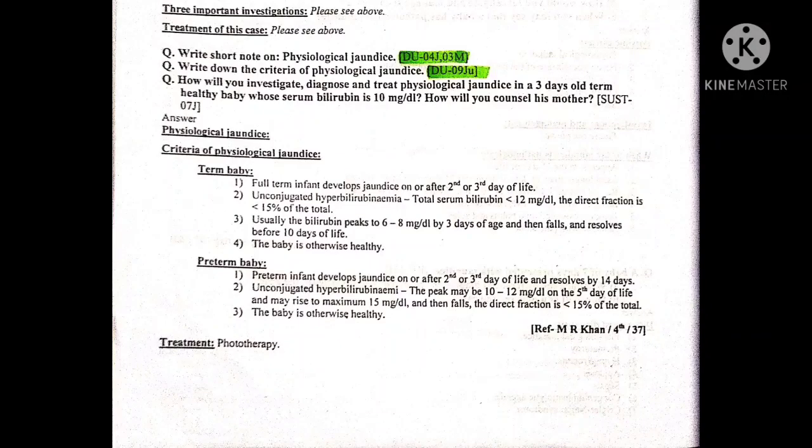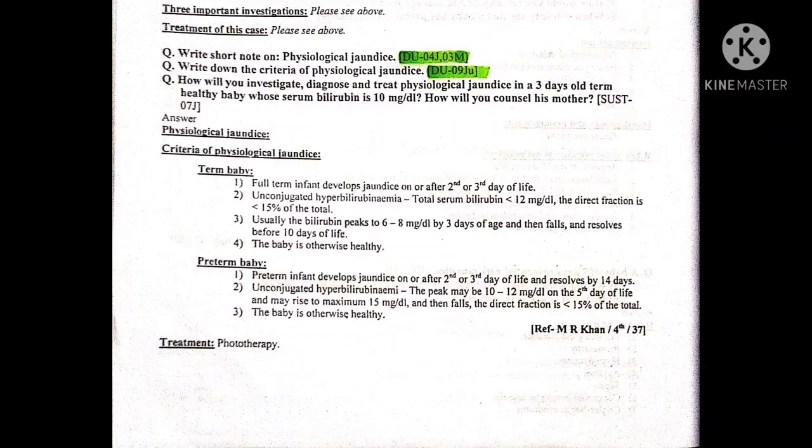Criteria of physiological jaundice. In term baby, the full-term infant develops jaundice on or after second or third day of life. There is unconjugated hyperbilirubinemia. The total serum bilirubin is less than 12 mg per deciliter and the direct fraction is less than 15% of the total. Usually bilirubin peaks to 6 to 8 mg per deciliter by third day of age and then falls and resolves before 10 days of life. The baby is otherwise healthy.